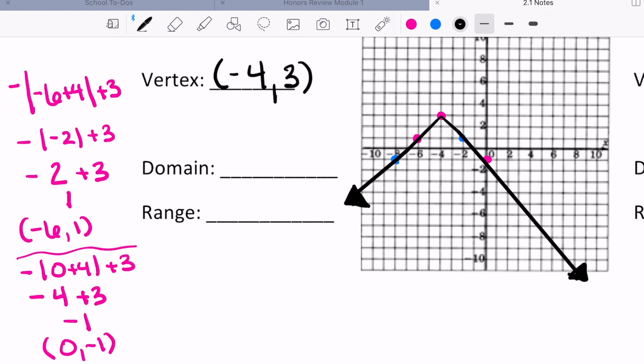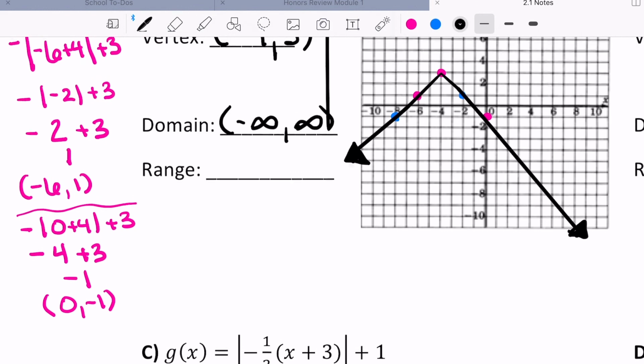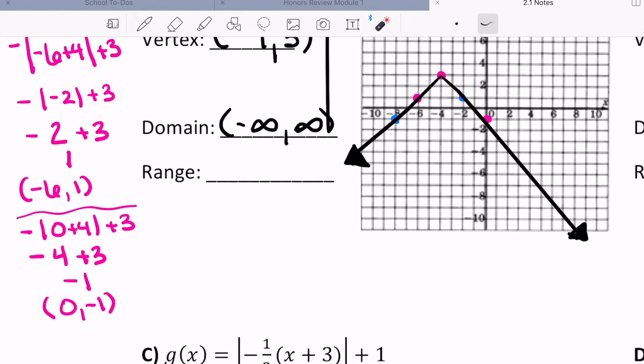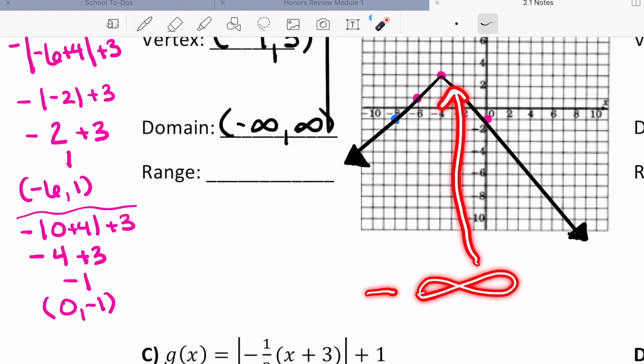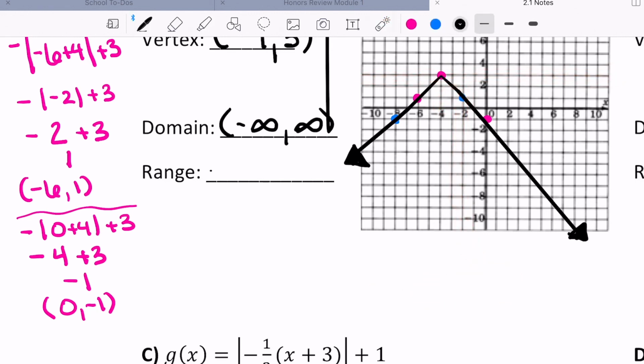So for domain, there's no restrictions. It's going to continue growing left and right. So our domain goes from negative infinity to infinity. Now, for the range, where does our graph start? In this case, remember, range is read bottom to top. It's coming in from negative infinity, right? It's growing, and it's going to end at positive 3. So bottom to top, we write it out as negative infinity up to 3. Don't include infinity, bracket around 3.